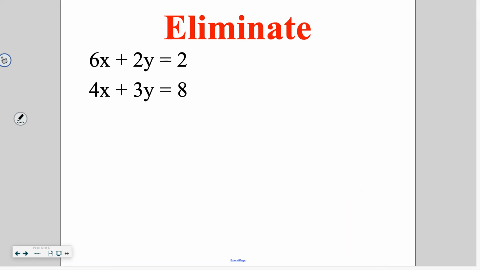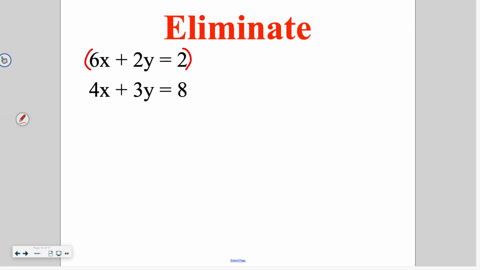Now what happens if neither of our variables match and they are not multiples of each other? So 4 can't multiply to 6 and 2 can't multiply to 3. What you have to do then is multiply both equations. So you get to pick x or you get to pick y. Personally, I'm going to pick y because the numbers are smaller. That's the only reason I decided to pick y as opposed to x.